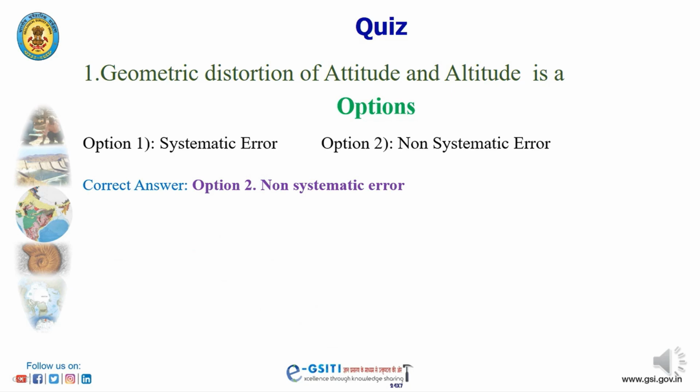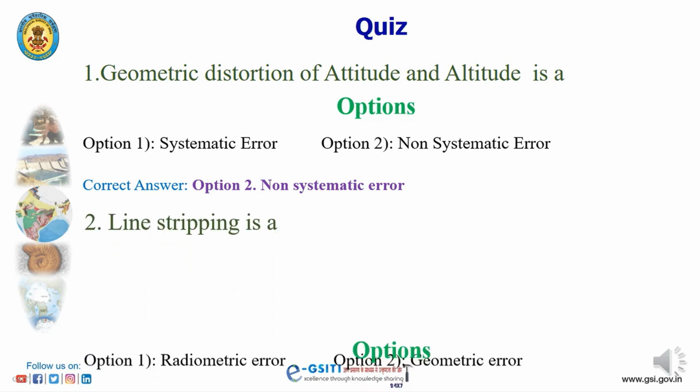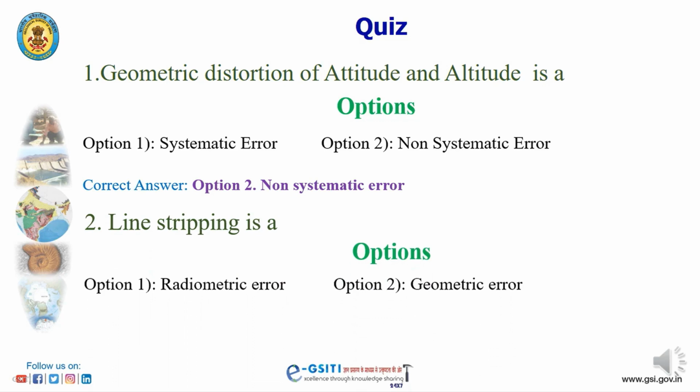Question number 2, line stripping is a, options. Option number 1, radiometric error. Option number 2, geometric error. What is the answer? Answer is radiometric error.